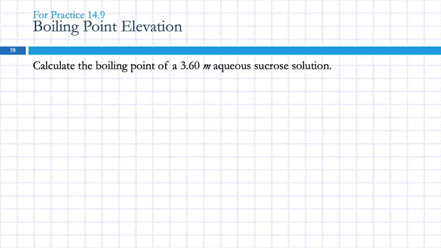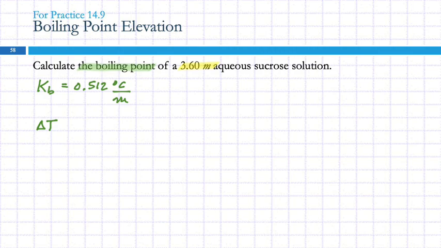So, very similar calculation. Calculate the boiling point of a 3.6 molal aqueous sucrose solution. So we're going to need the boiling point elevation constant, which for some bizarre reason I happen to remember. There it is. They gave me the molality again, and this time they're asking for the boiling point. This is an aqueous solution. Water is the solvent, right? We just kind of skipped over that and assumed that in the last problem.